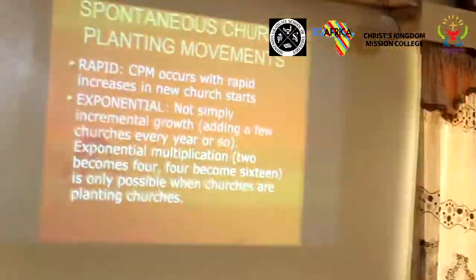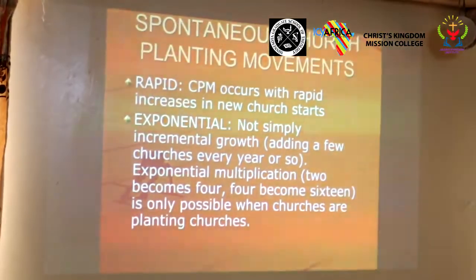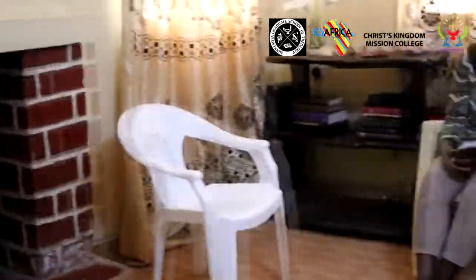Okay, Mary? Rapid. A church planting movement occurs with rapid increases in new church starts, exponential. Not simply incremental growth, adding a few churches every year or so. Exponential multiplication. 2 becomes 4, 4 becomes 16. It is only possible when churches are planting churches. See, generally we look at church planting as the job of a pastor or a church planter. But what we're going to learn here is that using the orality method of communicating the gospel actually makes it possible to teach entire churches how to go plant another church, rather than having all of that fall on a professional clergy to do it.